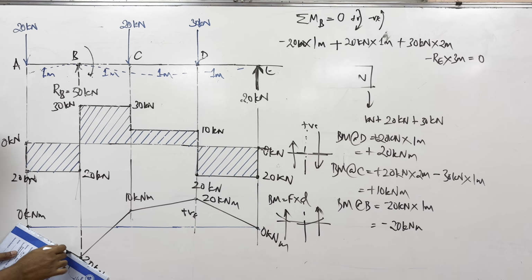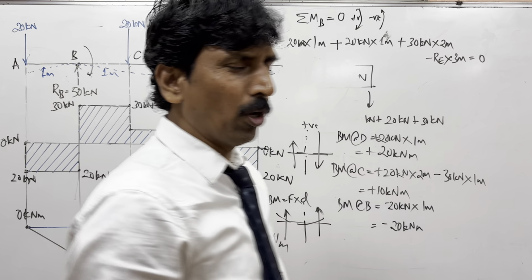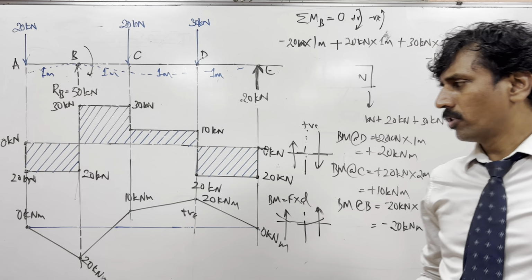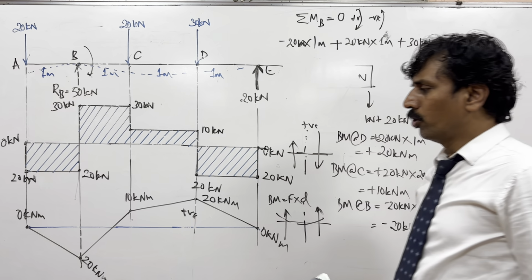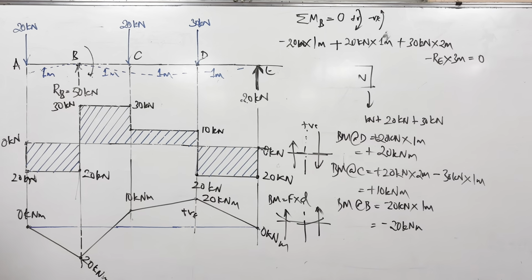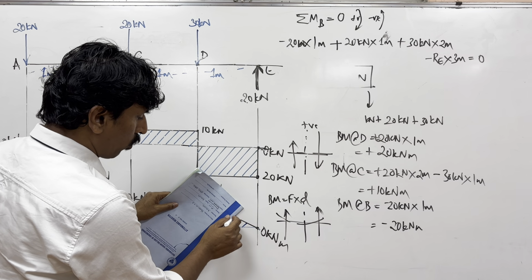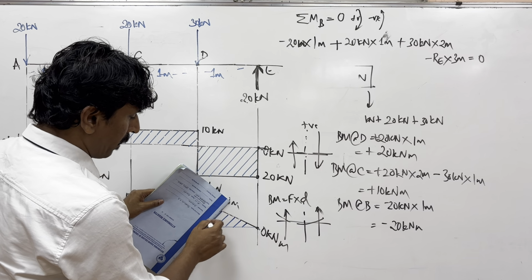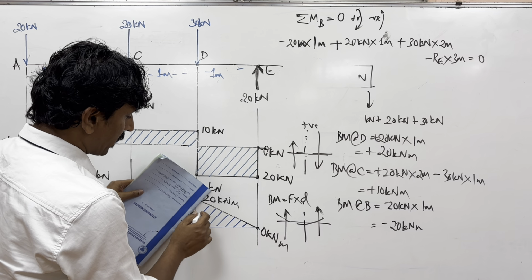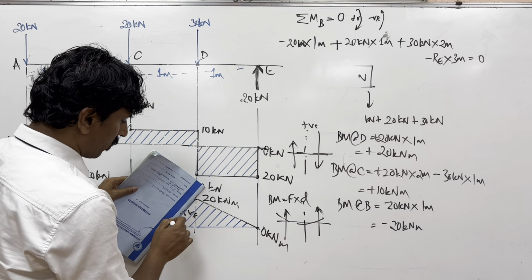This problem would have been slightly difficult if there was UDL. With point loads it is just multiplication, no issues. So now you see these diagrams here. Please share this so that it looks good, because if you write on ruled sheets, these lines may get confused. The examiner may not clearly see this.